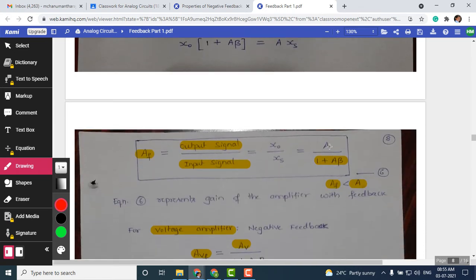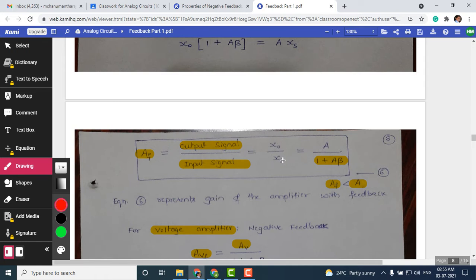negative feedback. As you can see here, AF is the gain with feedback, which by definition is X0 by XS. X0 is the output signal. It can be current or voltage. That's why we denote it here with the general notation X. X means it can be voltage and it can be current. Instead of indicating V0 by Vs here, we are showing X0 by Xs.